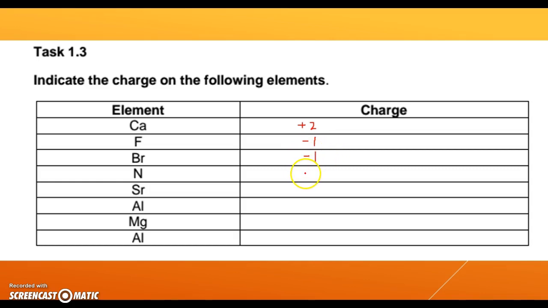Nitrogen's 3 away from having 8. It has 5, so it's going to form a -3 anion. Strontium. Strontium is in the second column. It's down beneath magnesium, 2 below. There's calcium and strontium, so it's going to have the same thing as calcium, so +2. Aluminum is in the third column when you number them, and it's right underneath boron, so it's going to have a +3 charge.